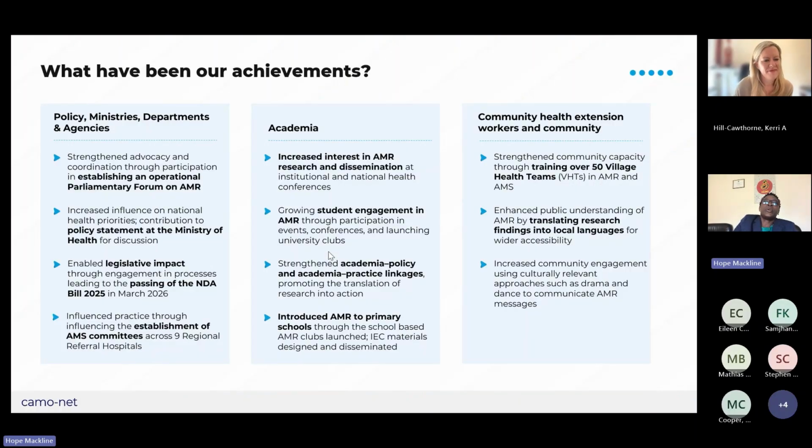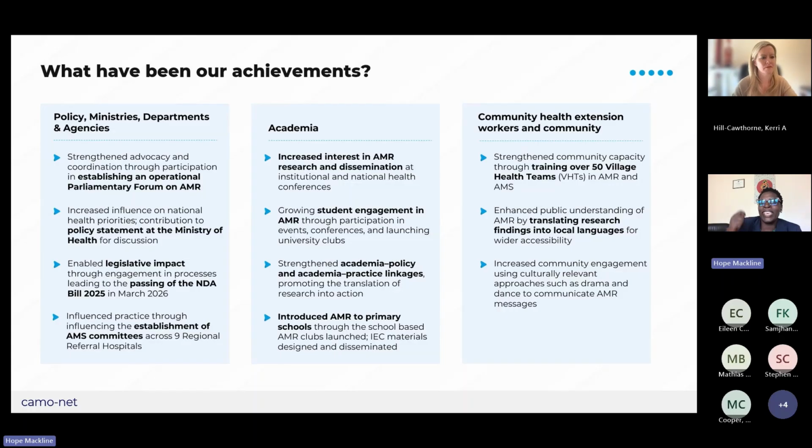Okay, so on this slide, I have really summarized what we have achieved. And this speaks to the importance or the benefits of involving the public, the patients, and other stakeholders like the policymakers. So at the level of policy, ministries, departments, and agencies, we have been able in the last 3 years that we've worked to be part of the people that have strengthened advocacy and coordination through participation in establishing an operational parliamentary forum for AMR. So that was a tick because it never existed.